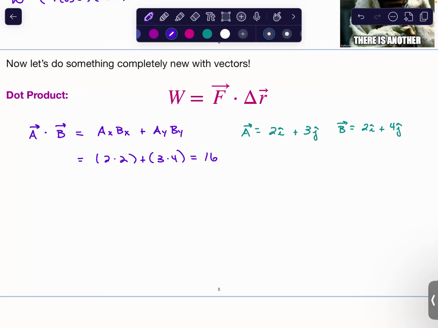And so just like this, one of the definitions for work then is F dot delta R, we're going to have Fx times Rx plus Fy times Ry. So that's one very legitimate way to solve the dot product.